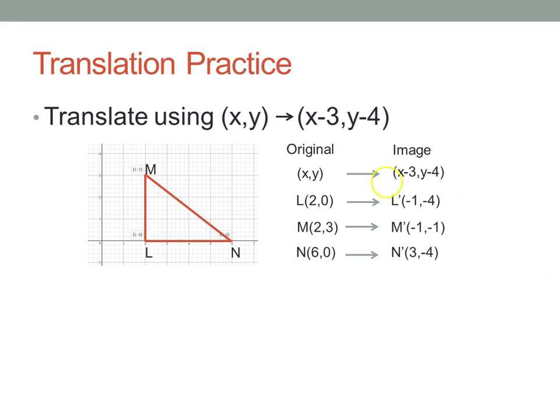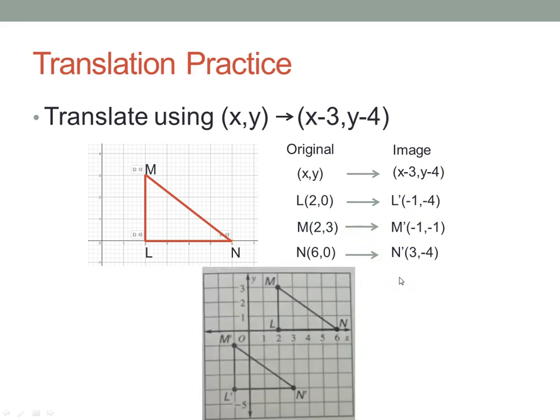So what I've done in each of these is I've taken my x value and I've subtracted 3. So 2 minus 3 is -1, and 0 minus 4 is -4. And I've done that for each of these points. And you can see what this looks like. With a translation, you're not changing the orientation or sort of the direction of the image. We're just moving it. We're moving the whole image here over 3 and down 4.